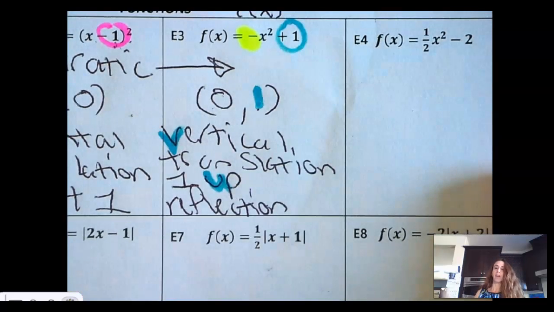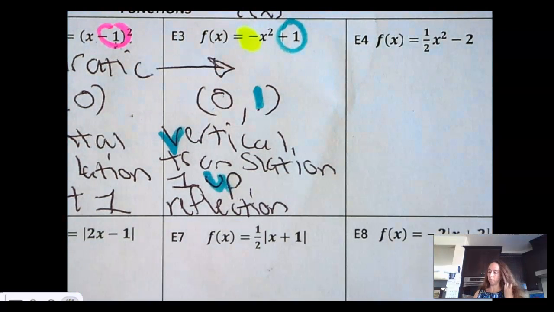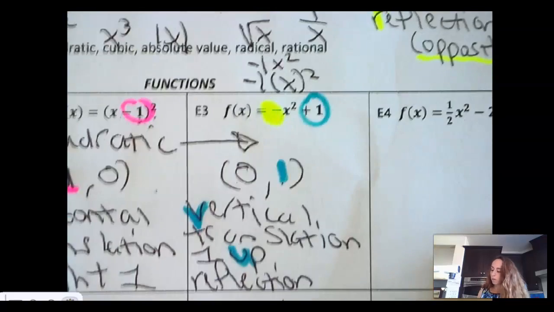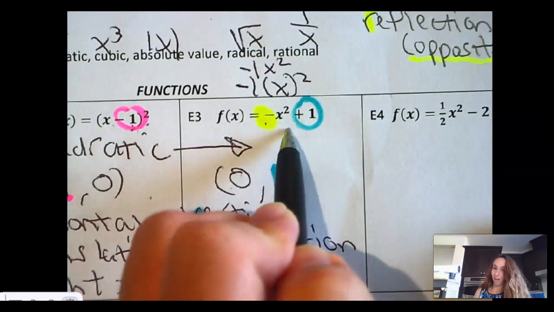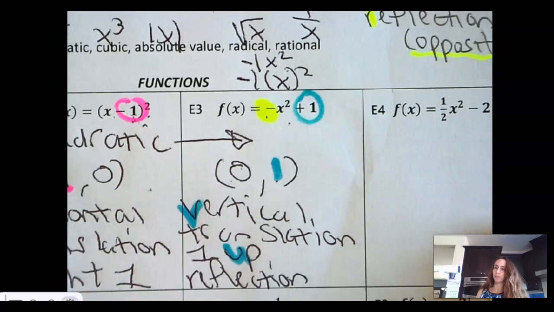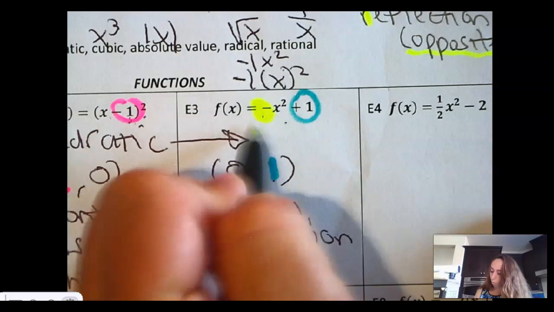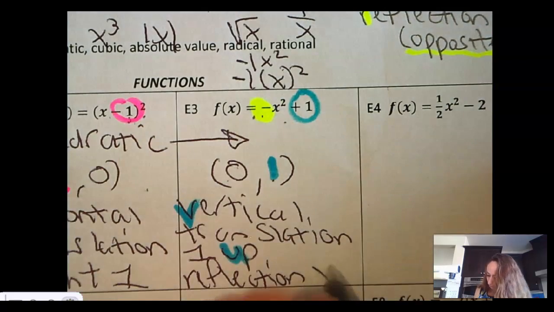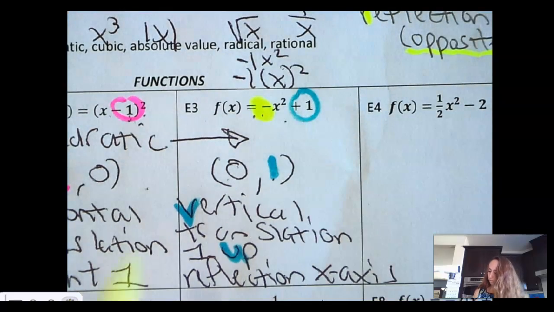And then is it over the x-axis or the y-axis? So reflection means you always do the opposite. My right eye and the reflection is my left eye. My left arm and the reflection is my right arm. So is this with the x or with the y? Remember, how do you know if something's with the x? It's in parentheses, okay? So it's with the y, but when it's a reflection, it's really the opposite. So x-axis. Okay, let me put this in yellow.